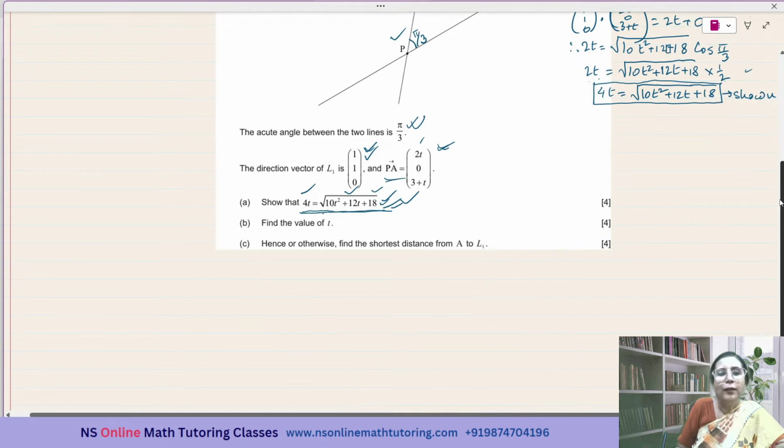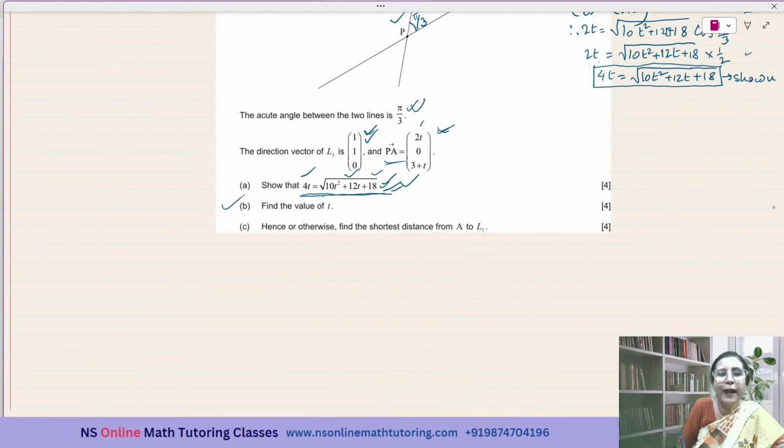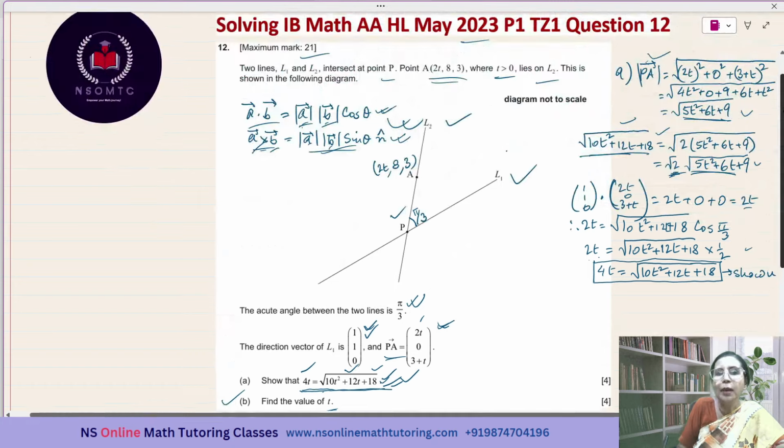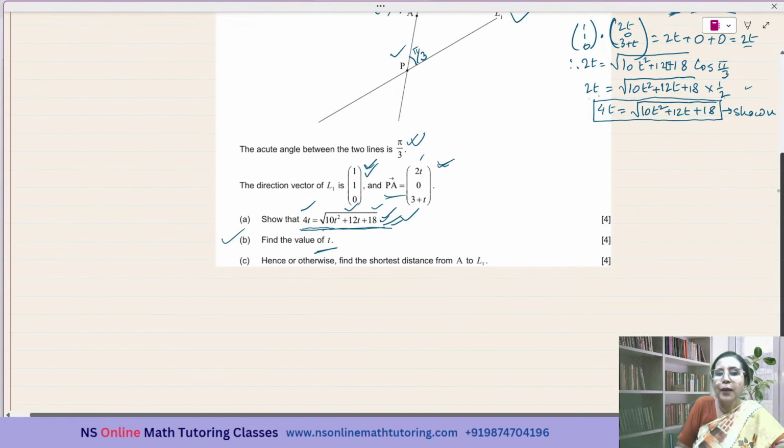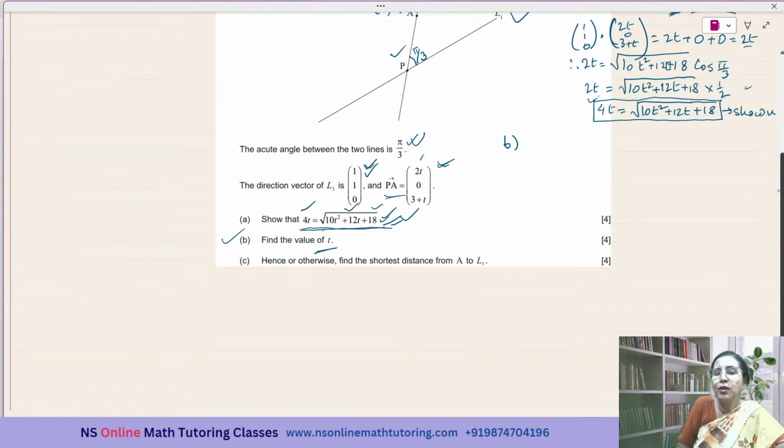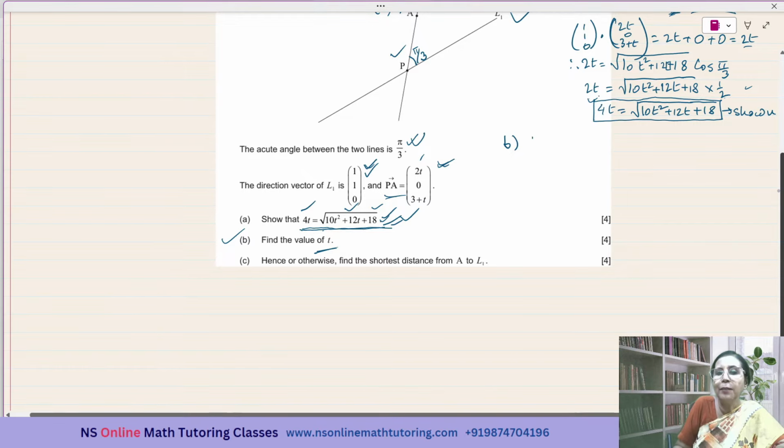Now, we have answered subpart A. Subpart B, find the value of t. T is a positive number, t is greater than 0. Fine. So, let me start my answer of subpart B from this point. I'm taking this equation and I'm squaring both the sides, because it is paper 1, I cannot use any calculator, and this is containing the square root. So I am squaring both the sides, and I am having 16t square, 4t whole square, is 16t square, equal to 10t square plus 12t plus 18.